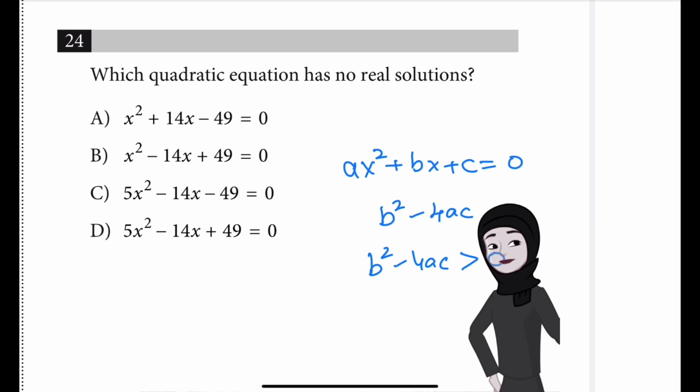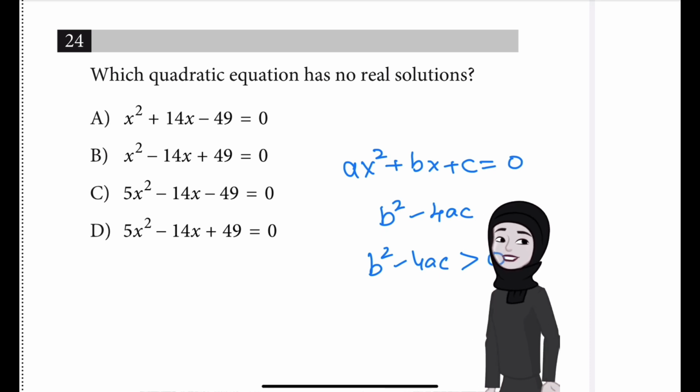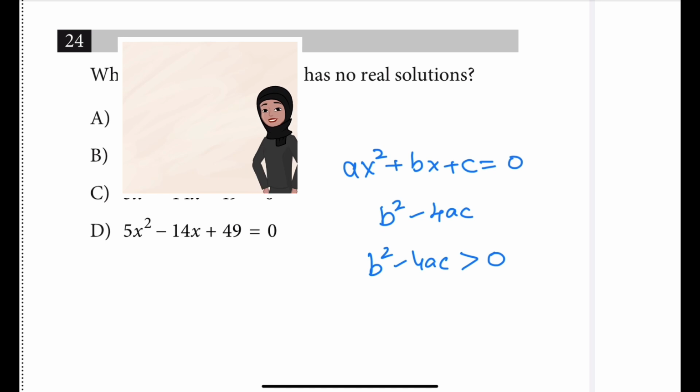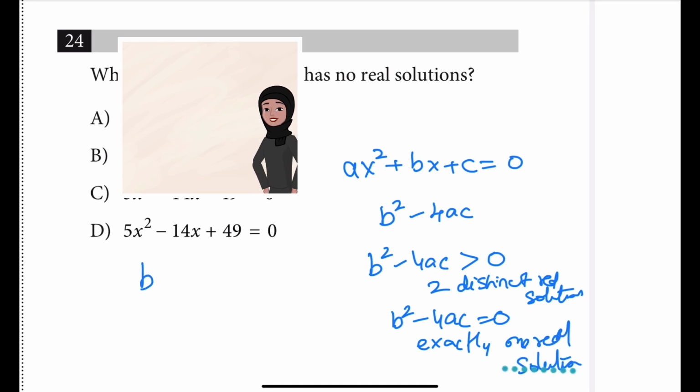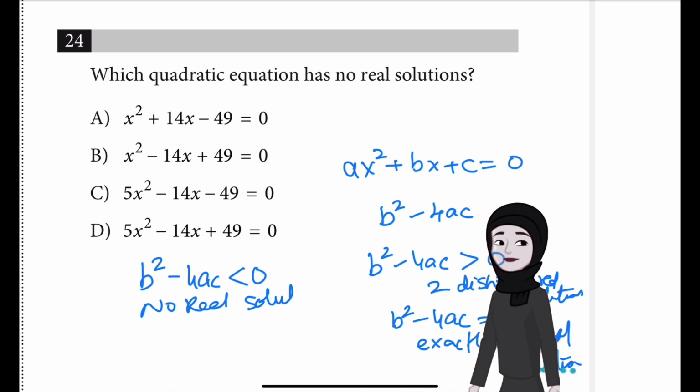If the value of the discriminant, that is b² − 4ac, is greater than 0, then the quadratic has two distinct real solutions. But if the value of the discriminant is equal to 0, the quadratic has exactly one real solution. But what happens if the discriminant b² − 4ac is less than 0? In this case, it has no real solutions.